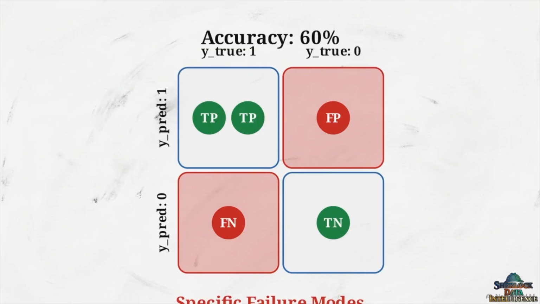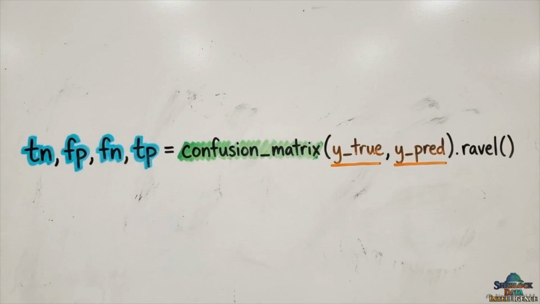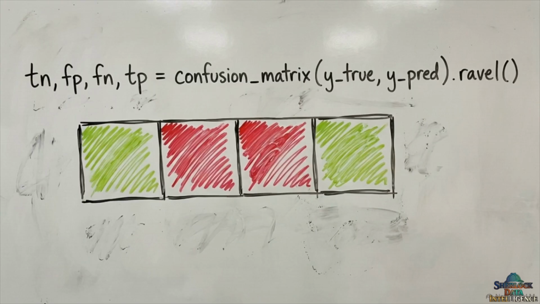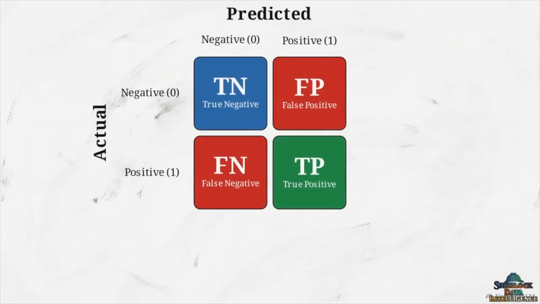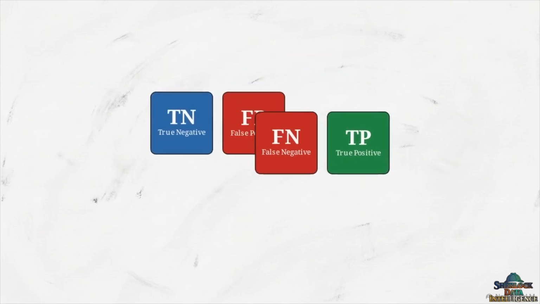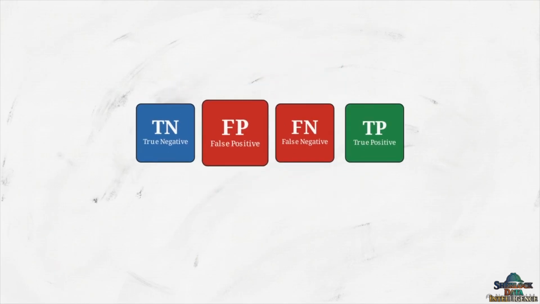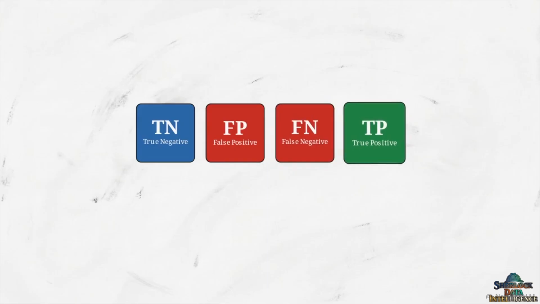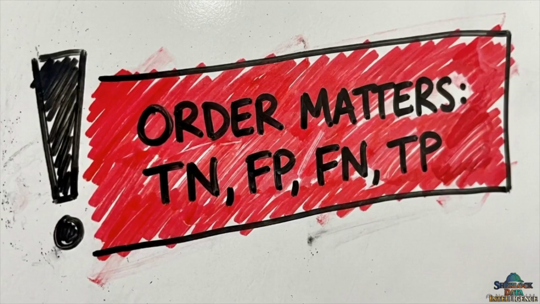To optimize against these specific errors mathematically, we use the syntax shown in the code snippet here. By calling the ravel function on our confusion matrix, we extract the exact raw counts for each quadrant into 4 distinct variables. Pay close attention to this next detail. The popular scikit-learn library flattens this matrix in a highly specific, non-intuitive order: true negative, false positive, false negative, true positive. You must memorize this exact sequence, or you will accidentally optimize for the wrong error and ruin your model.